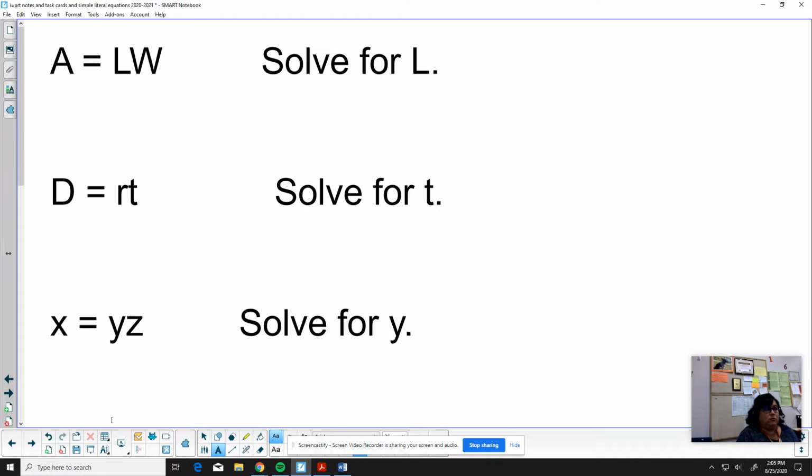So when we have a literal equation, literal means that there's more than one letter. So we have to do the opposite of what's there to get the letter alone. And we know we're done when the letter we're solving for is completely by itself on whatever side it started on.